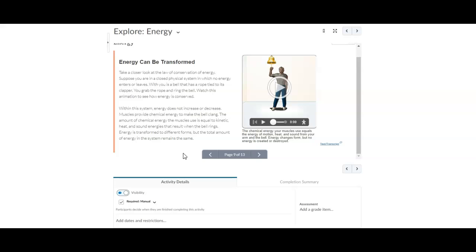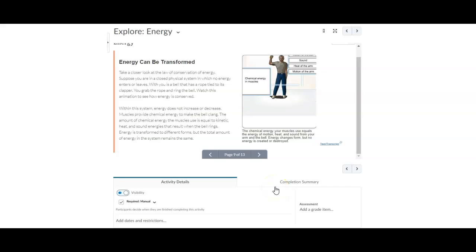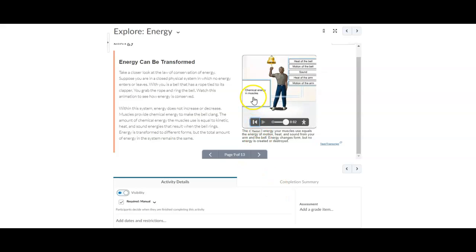Suppose you are in a closed physical system in which no energy enters or leaves. With you is a bell that has a rope tied to its clapper. You grab the rope and ring the bell. Watch this animation to see how the energy is conserved. All right, so looking at the picture, chemical energy in your muscles, you've got the heat of the bell, the motion of the bell, sound, heat of the arm, motion of the arm.